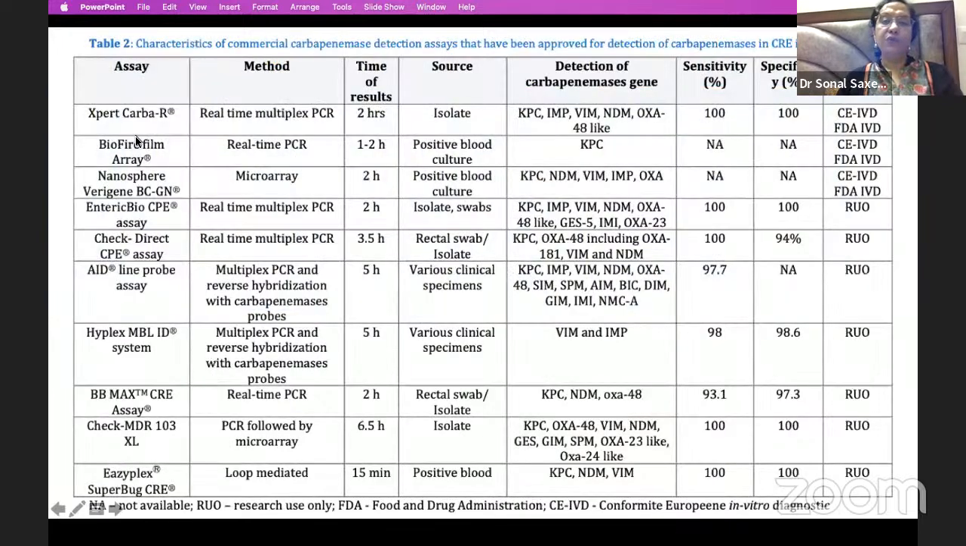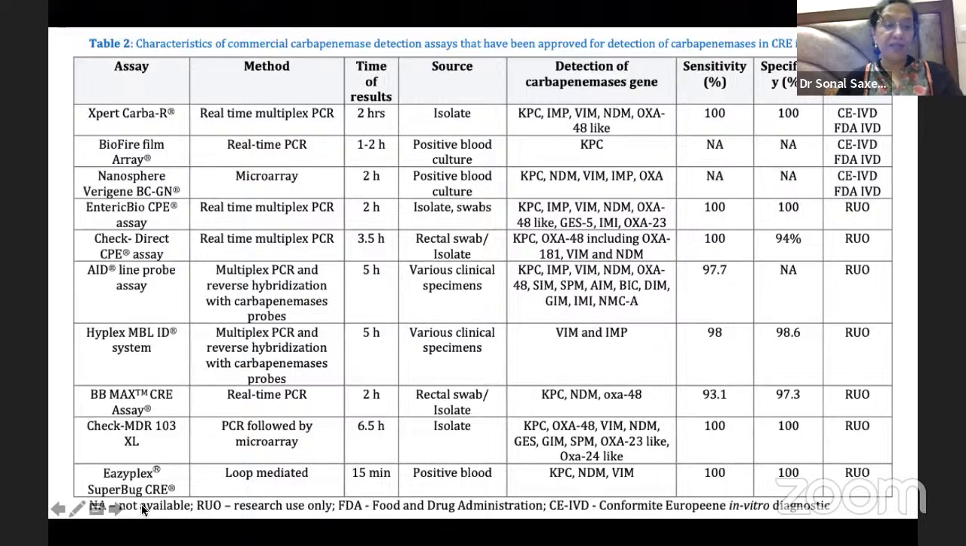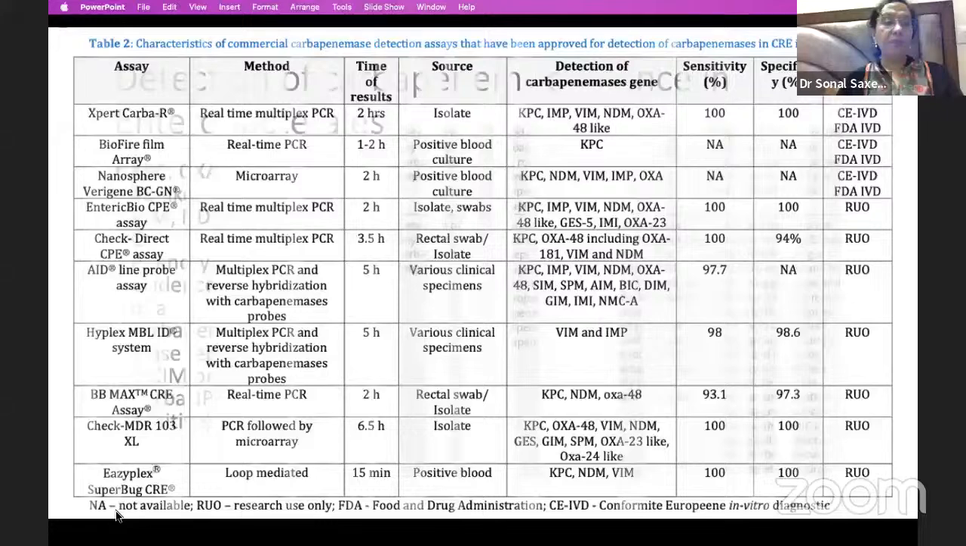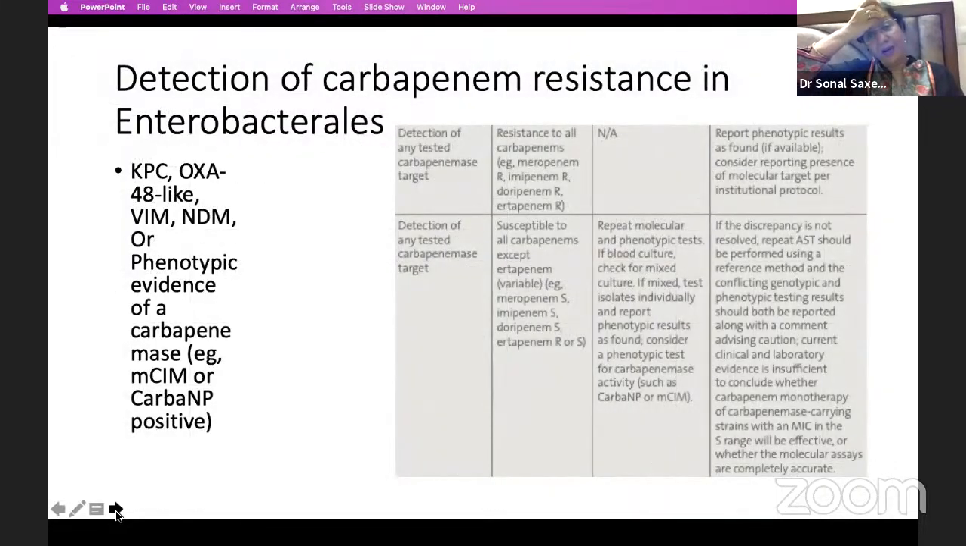And then you have so many molecular ones which are there. There is a superbug CRE which detects multiple targets. There is an aid-line assay, which is a multiplex PCR and reverse hybridization. There is a LAMP assay which is now available, and then there is Xpert Carba-R, depending on the company. And lately, I think after a few years, we'll also be talking about a complete NGS for these.